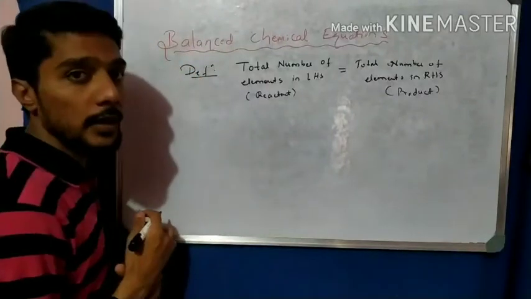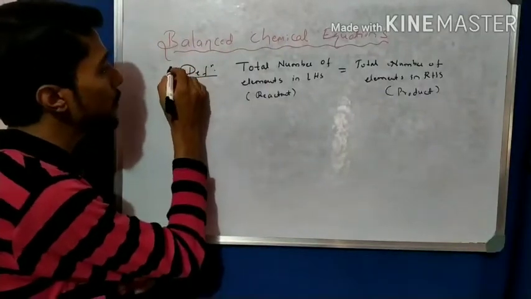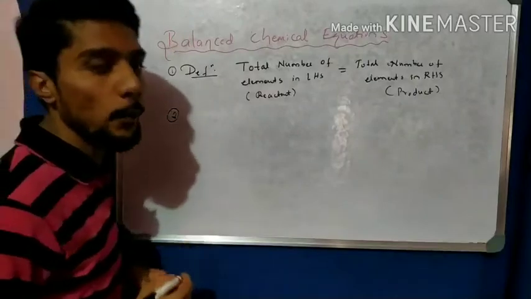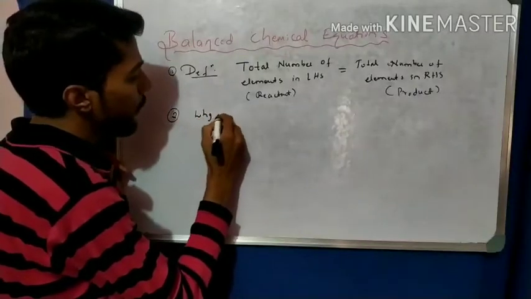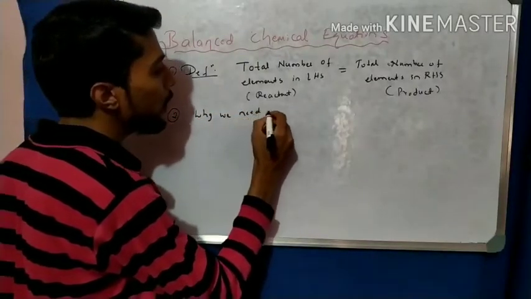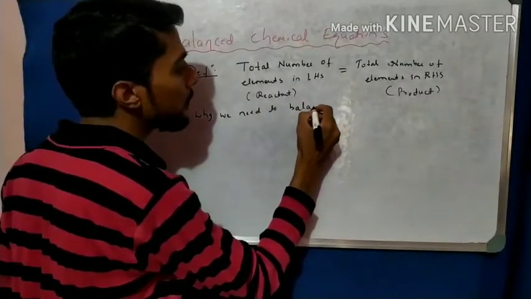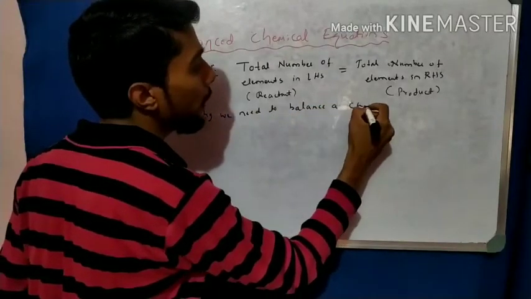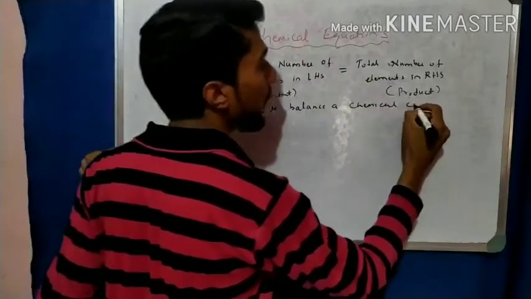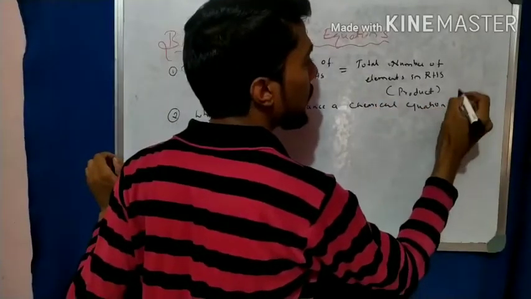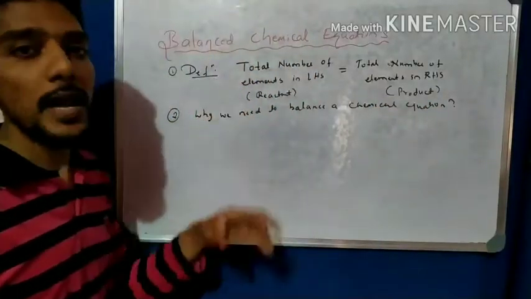Another very important theoretical concept is the second one; the first one is the definition, and the second important point is why we need to balance a chemical equation. Okay, that is a very important question. Why do we need to balance a chemical equation?